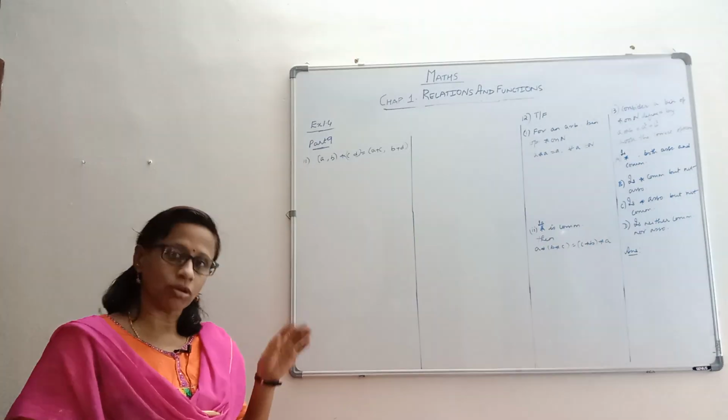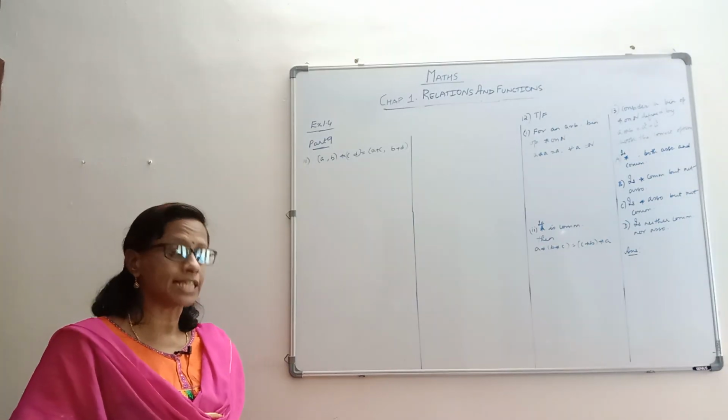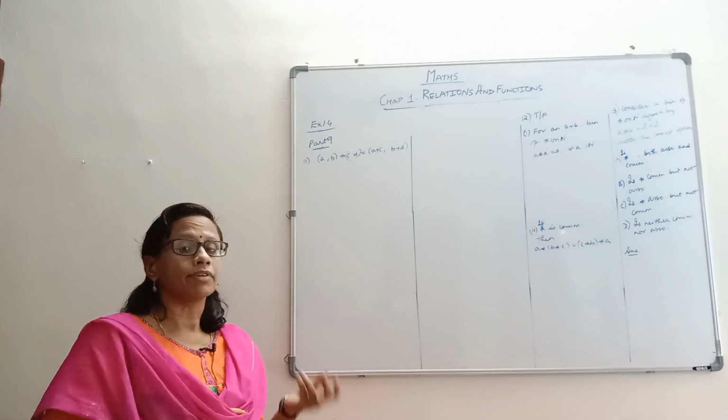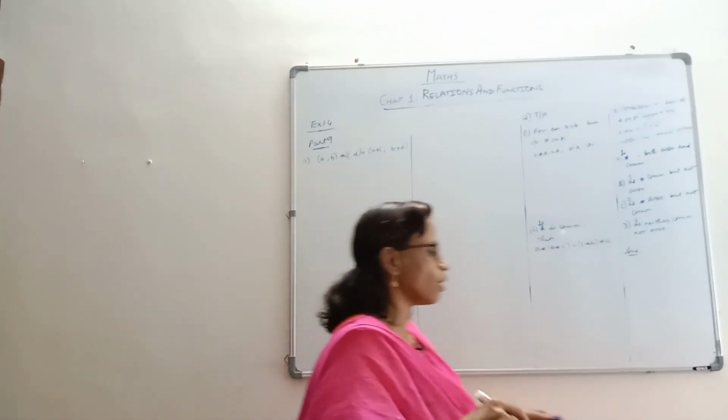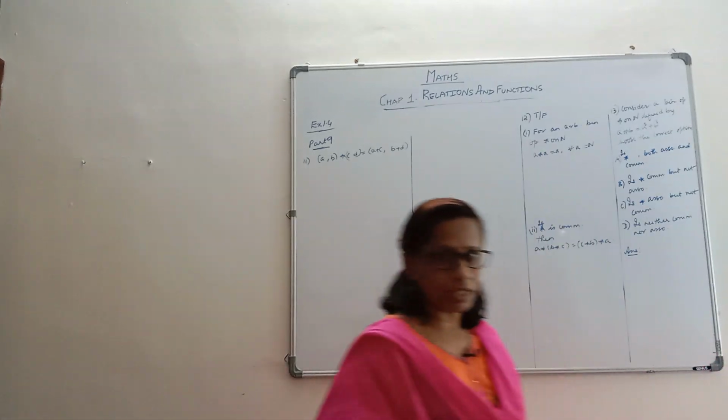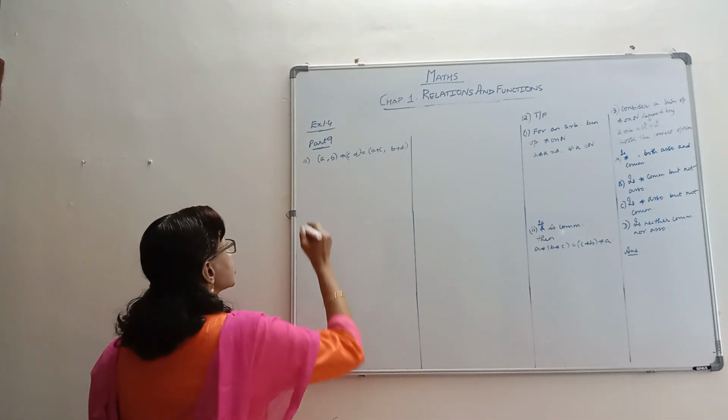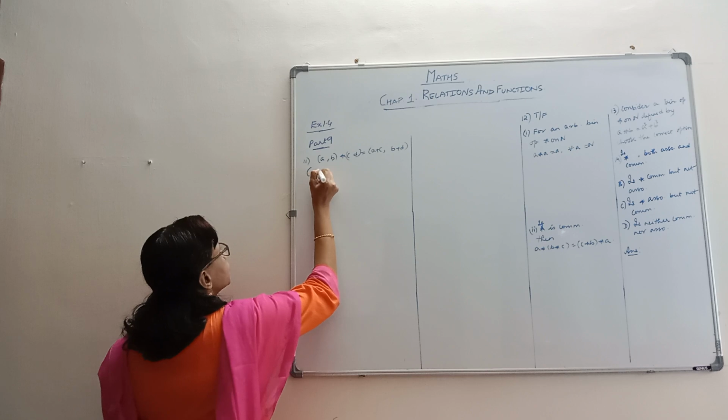The question says that it's already a binary operation. The question asks us to check whether it is commutative, whether it is associative, and if an identity exists, to find the identities. So let's see how we can do it. Let's check for commutativity, associativity, and then let's check for the identity. So, commutativity.